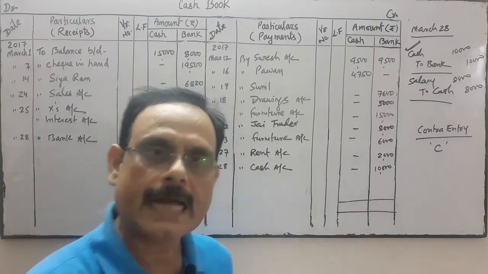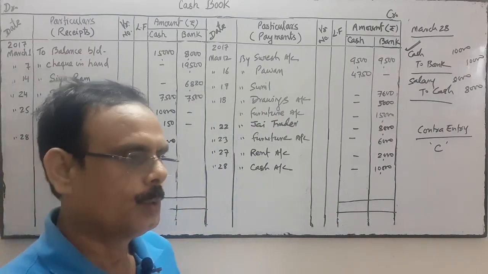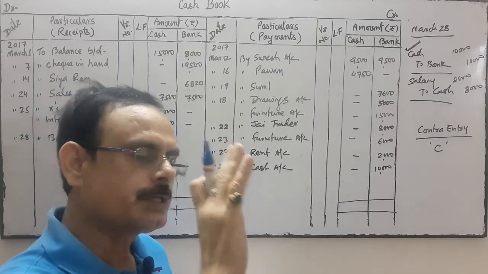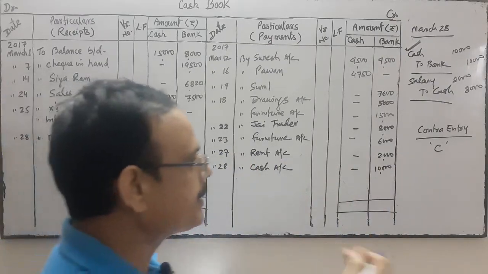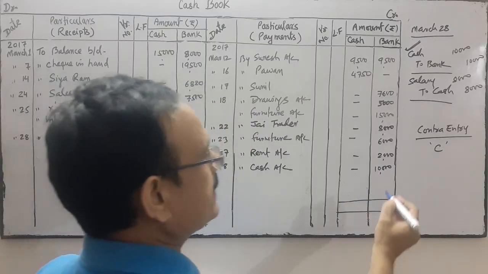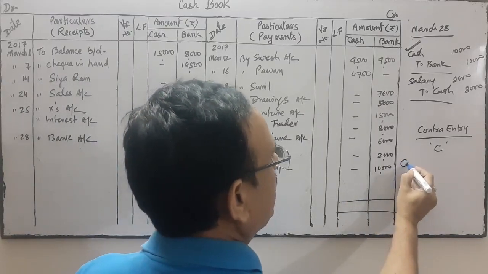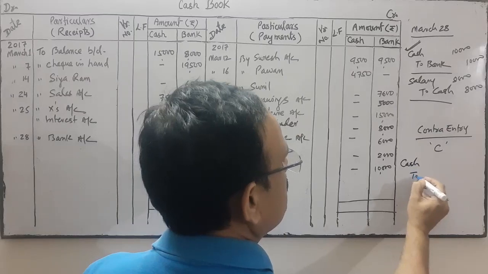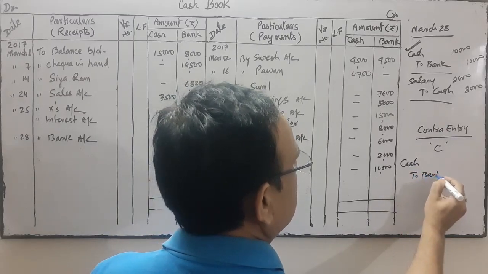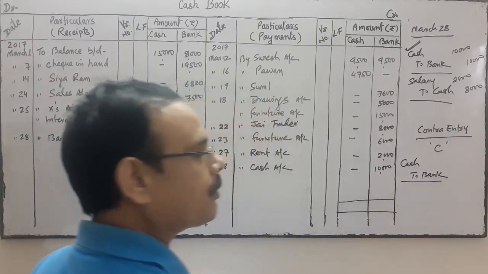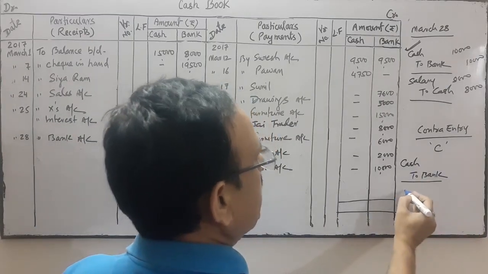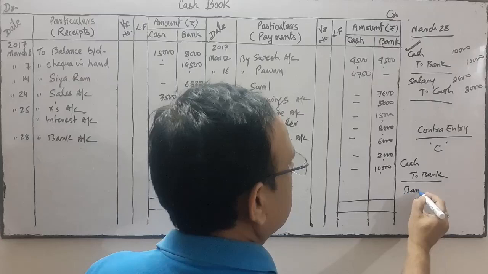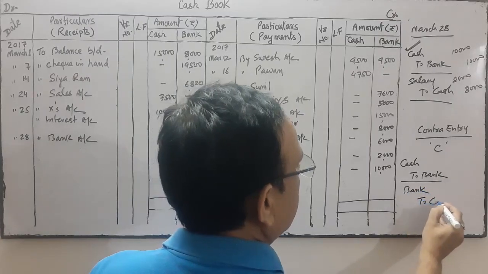A contra entry is that entry which is recorded on both sides of the cash book. An example of that entry is cash withdrawn from bank for office use: cash account debit to bank account. Another example is cash deposited into bank: bank account debit to cash account.